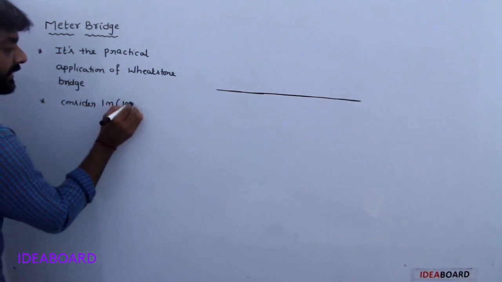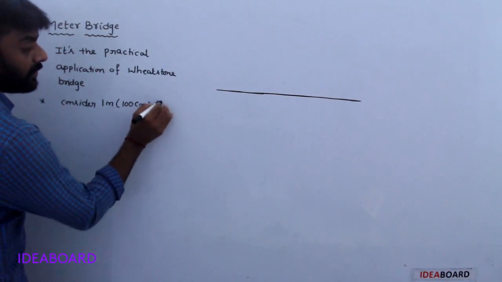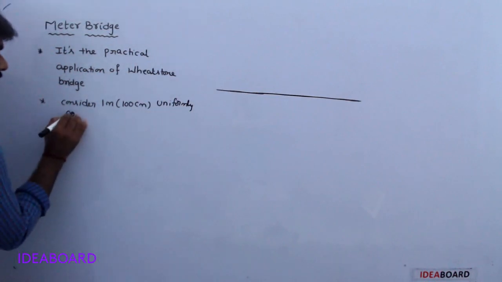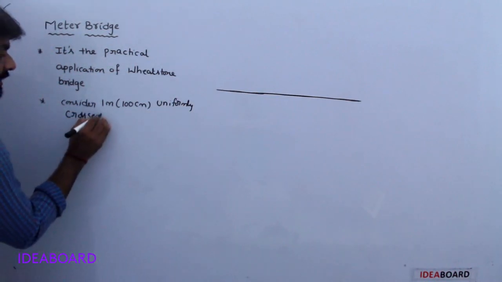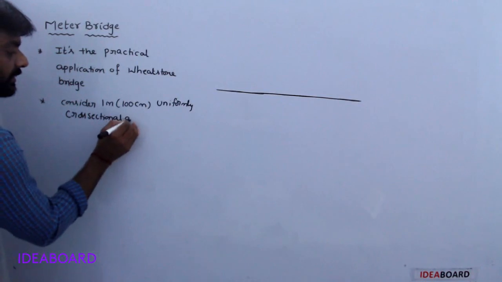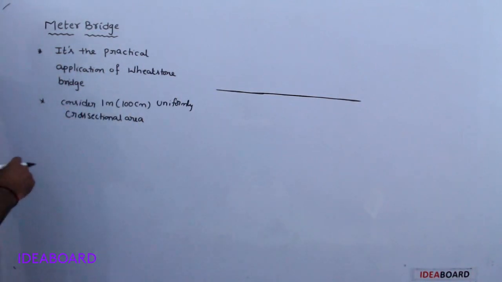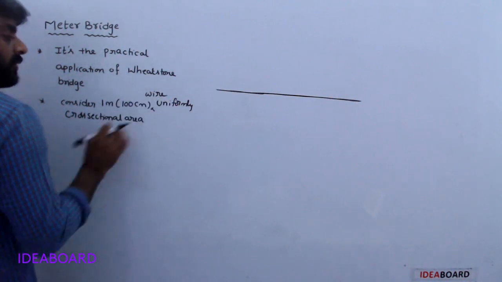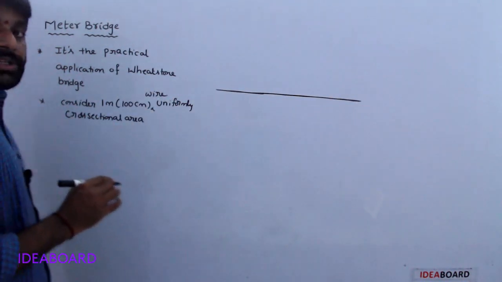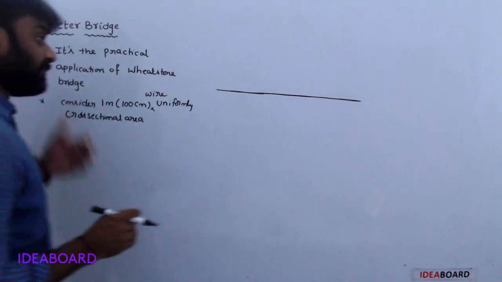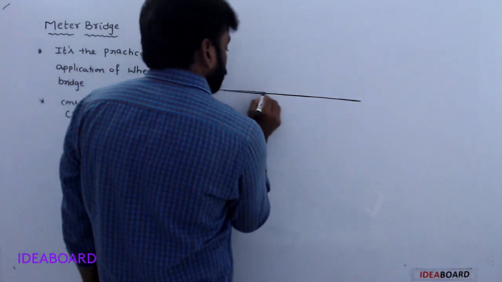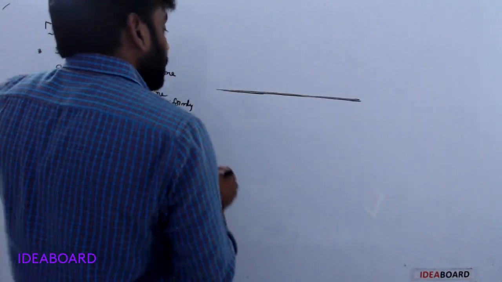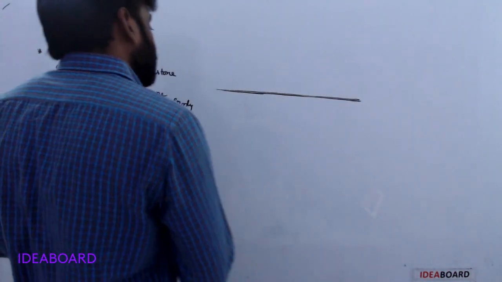1 meter means 100 centimeter. Consider a 1 meter wire of uniform cross-sectional area, fixed in between two copper strips. It is stretched.